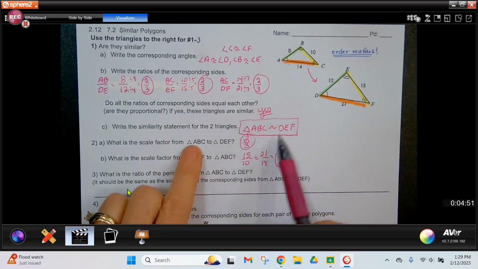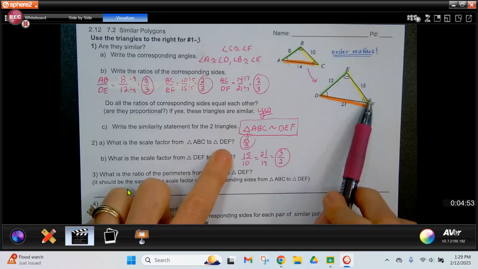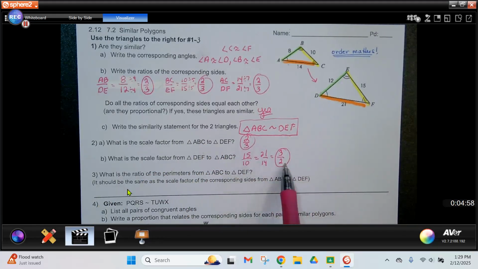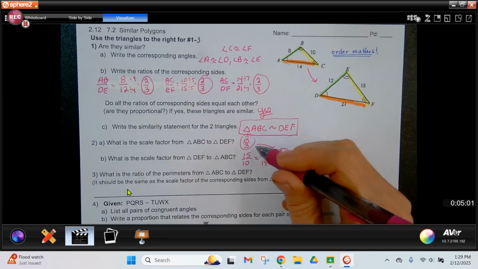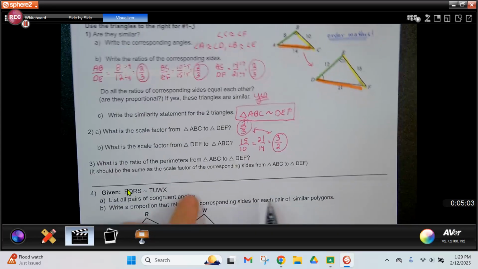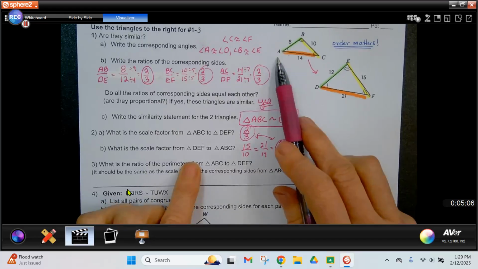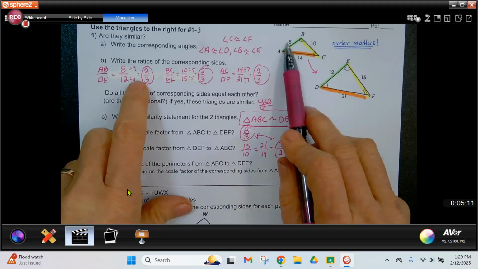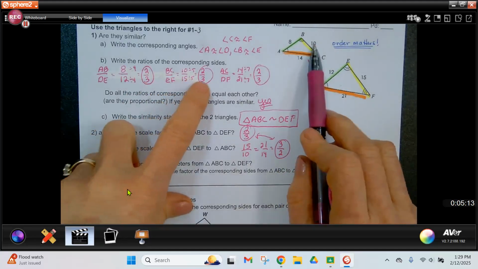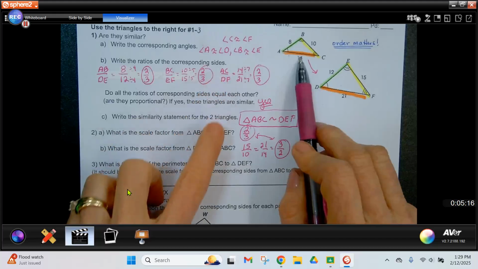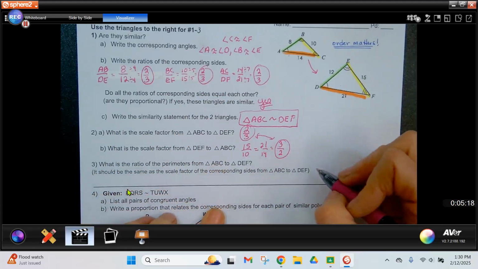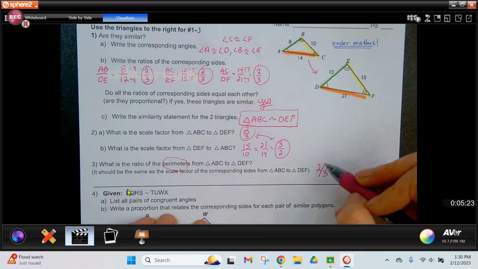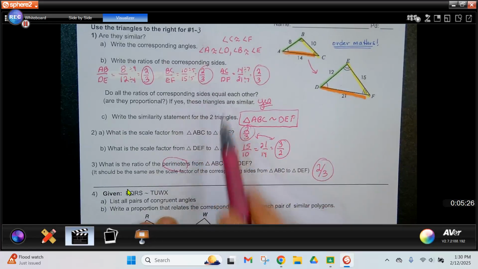And notice that when you go from ABC to DEF, the scale factor is 2/3. Other way, it's the reciprocal of that. These are reciprocals of each other. What is the ratio of the perimeters from triangle ABC to DEF? Well, if the ratio of the sides is 2/3, then the ratio of the perimeter is also 2/3. The perimeter has the same scale factor as the sides do.